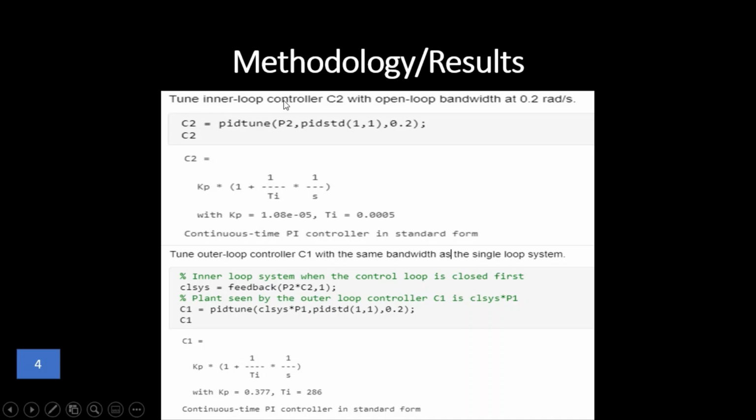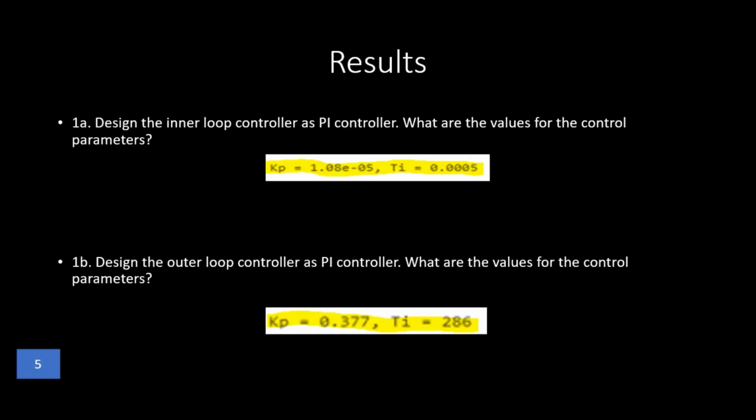And we have to tune the inner loop controller C2 with the open loop bandwidth at 0.2 radians per second. Here's the code for that. And the same thing applies to the outer loop controller C1 with the same bandwidth.